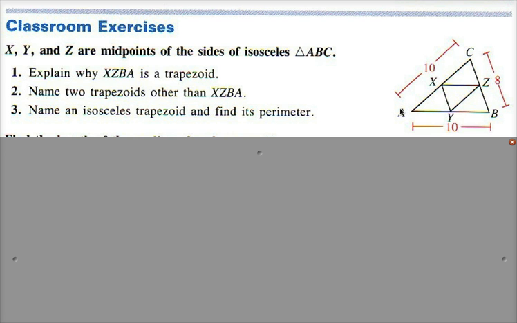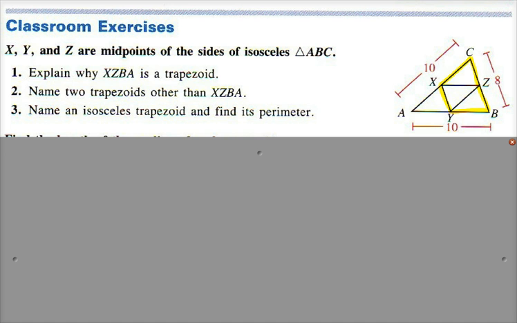Number 3: name an isosceles trapezoid and find its perimeter. An isosceles trapezoid is sort of easy to find. It's like an isosceles triangle where you cut the top of it off. If you imagine our isosceles triangle and cut the top off, you get an isosceles trapezoid. And we want to find its perimeter.